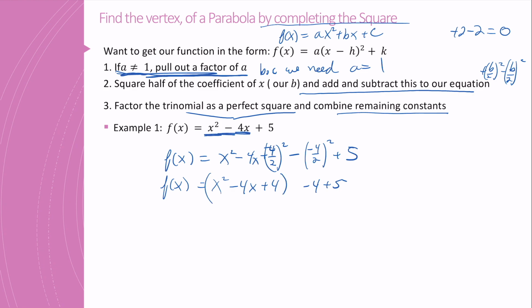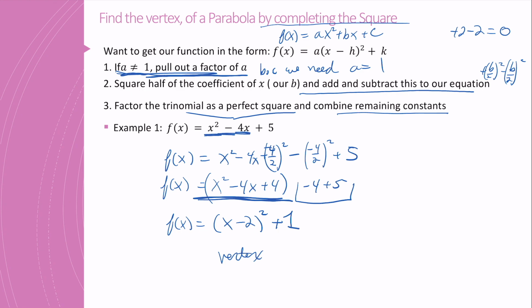This part right here, since we completed the square, it's going to factor into a perfect square. Over here, I'm going to combine my terms and get 1. This puts us in vertex form. My vertex is going to be 2, 1. And if you graph that in Desmos or on your graphing calculator or by hand, you would see that this is the case.